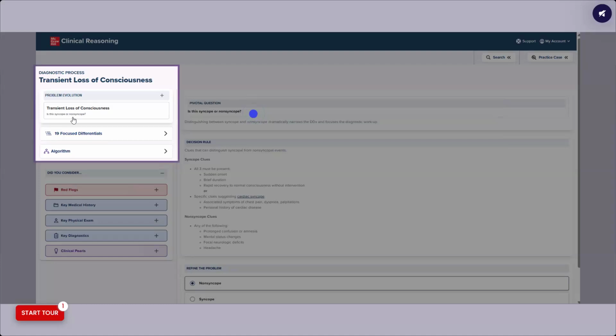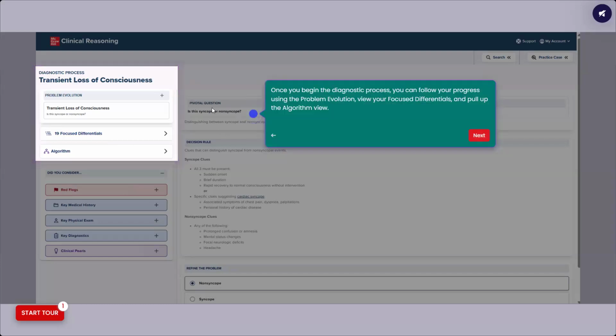So we can start here. So in here, we're looking at the problem, the 19 focus differentials that I want to work with, and the algorithm again. Once again, we see the pivotal question here.